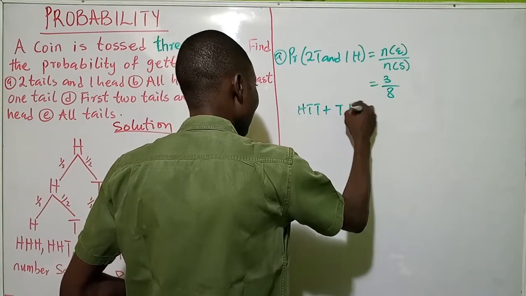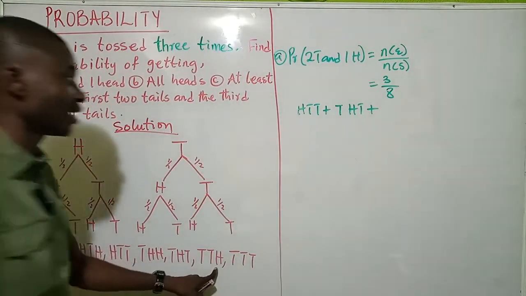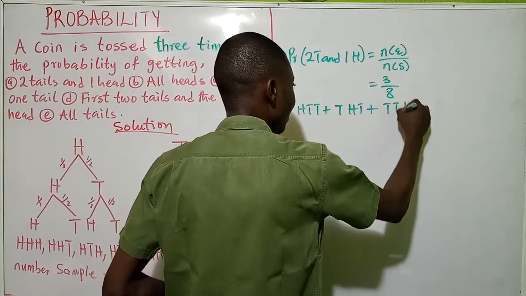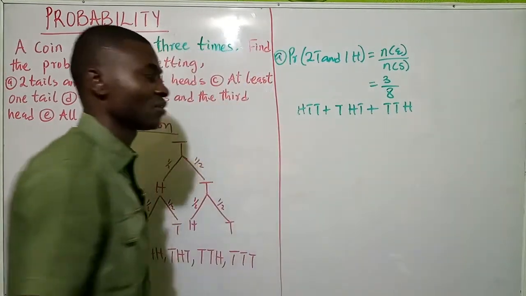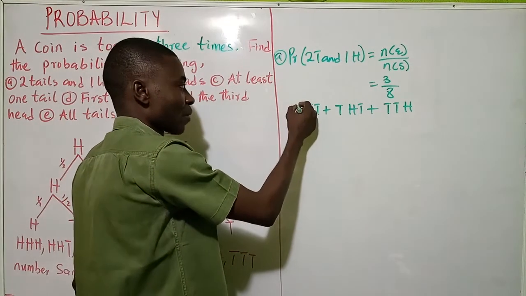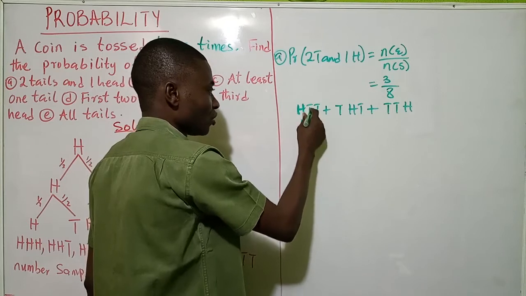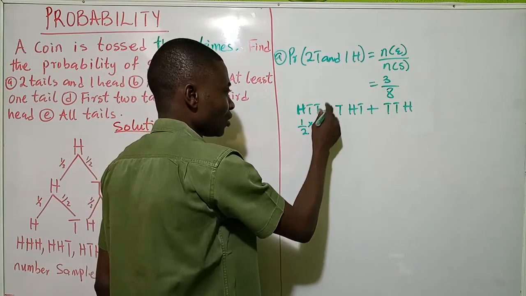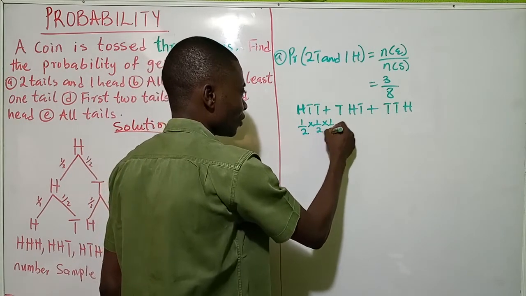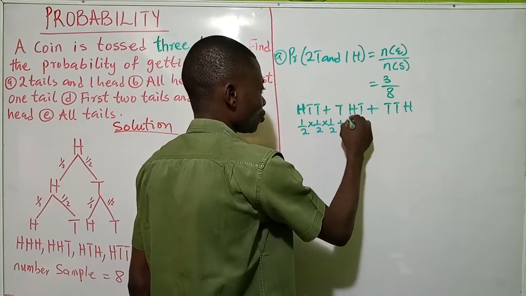Plus tail, head, tail. Plus tail, tail, head. Tail, tail, head. Now look at all this information you are seeing. Remember I told you that the probability for each of them, just this first one, is what? 1/2. So this is 1/2 times 1/2, times 1/2.